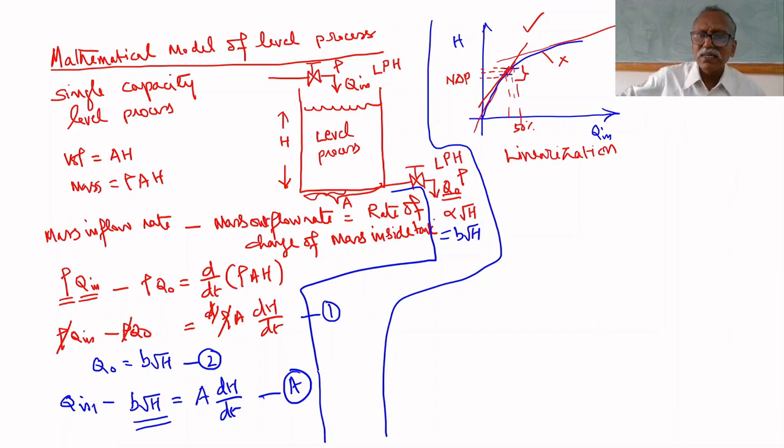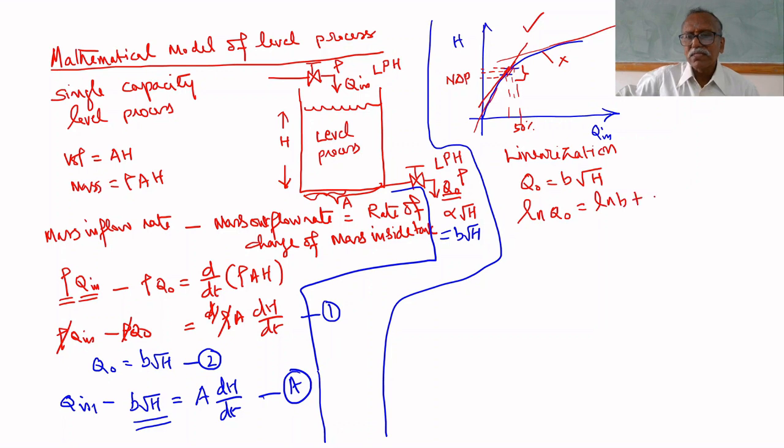How to linearize that? We know that Q naught equals B root H. That is a nonlinear relation, and I want to linearize it. Linearize means I will take ln on both sides. If you take ln on both sides, you will get ln of Q naught equal to ln of B plus 1 by 2 ln of H. Taking logarithm on both sides, we got this.